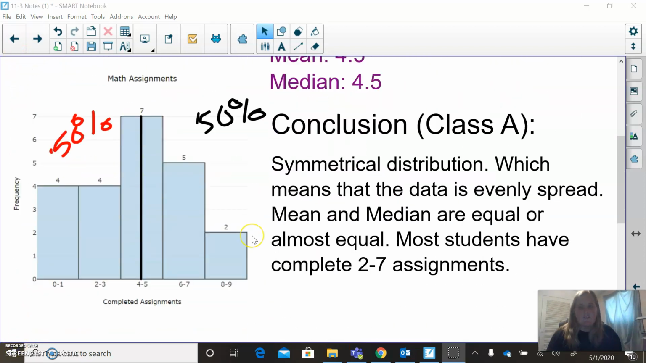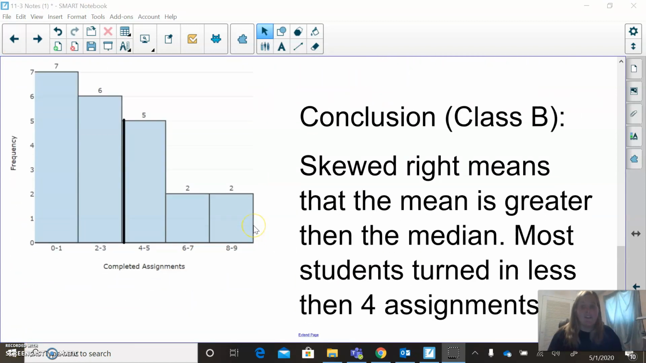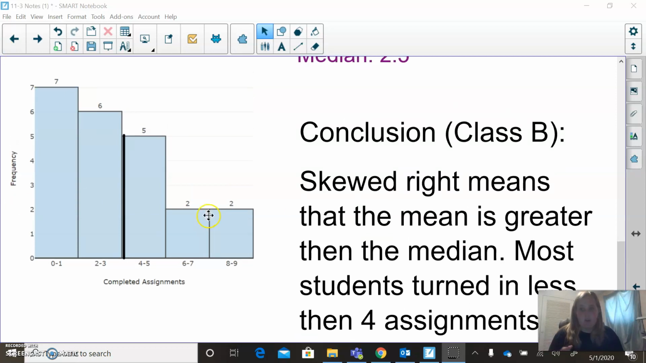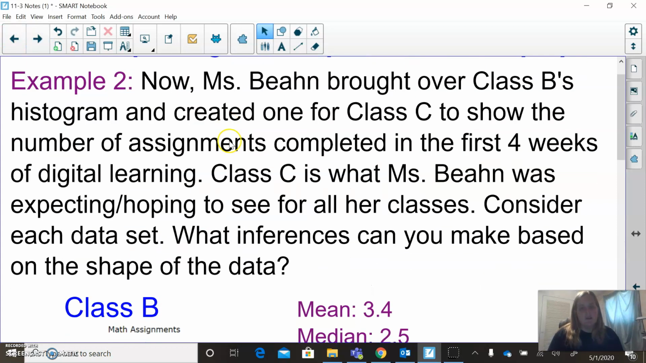Okay, guys. So this is it. This is not anything crazy. We're just looking at, is it skewed left? Is it skewed right? Is it symmetrical? And if it's skewed right, it always means that the mean is greater than the median. Always, always, always. If the histogram looks like this, the mean will always be greater than the median. Okay, guys. Let's move on to example 2.